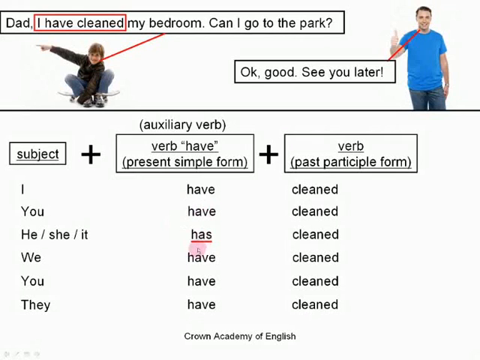And the important part here is in the third person singular, it changes, it is has. And this one is the main verb. So clean is the main verb, and this is the past participle. So for a regular verb like clean, we add ed to the verb to form the past participle. Okay? So that is the affirmative.